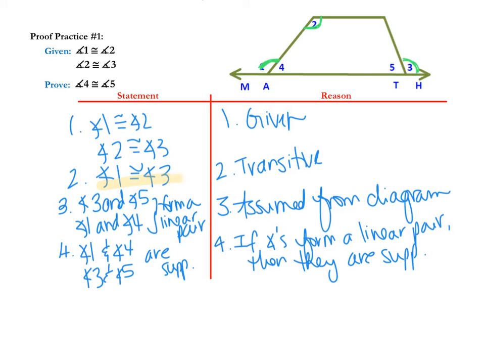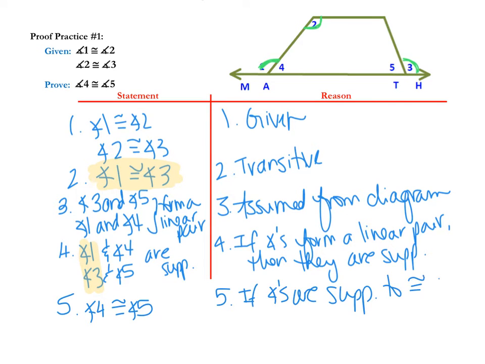And then if you go back to step number 2, we said that angles 1 and 3 were congruent. So 4 and 5 are supplementary to congruent angles. Therefore, angle 4 must be congruent to angle 5. So if angles are supplementary to congruent angles, then the angles are congruent.